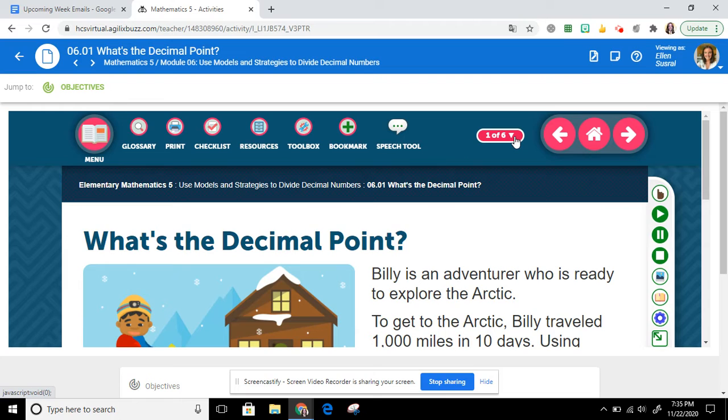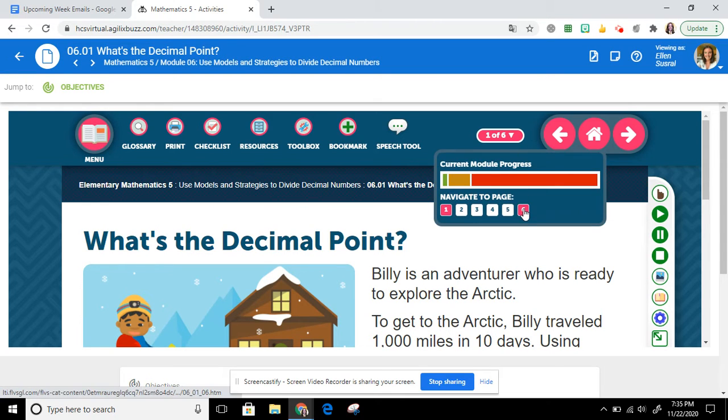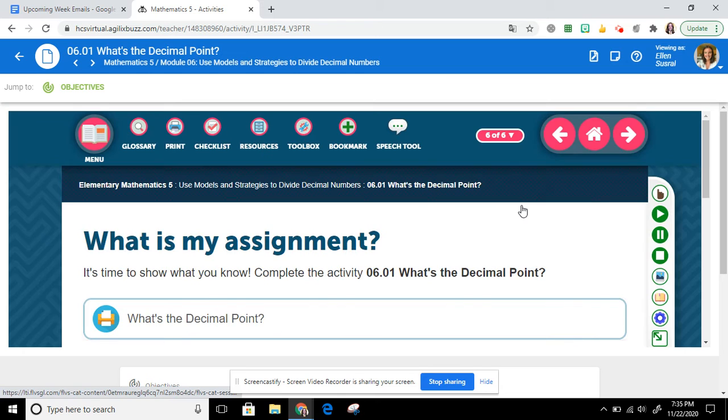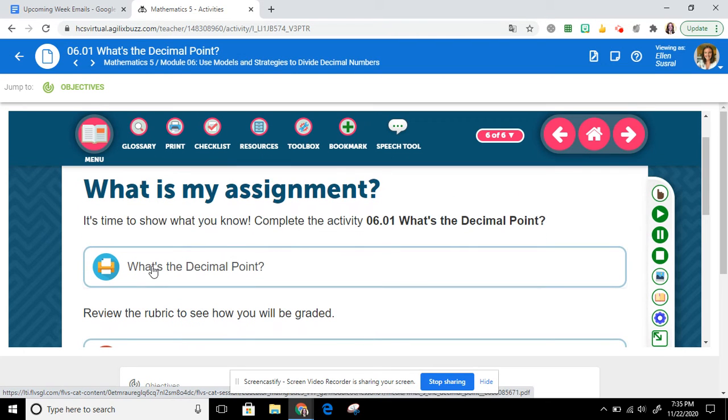So please make sure you go through each of these pages, do the practice problems, look at all the different parts of the lesson so that when you do your worksheet, it's a lot easier. Okay, so the worksheet's on your last page, but of course you're going to go through all of your pages. Under what's my assignment, what's the decimal point is your worksheet. And it's a 1-page worksheet.